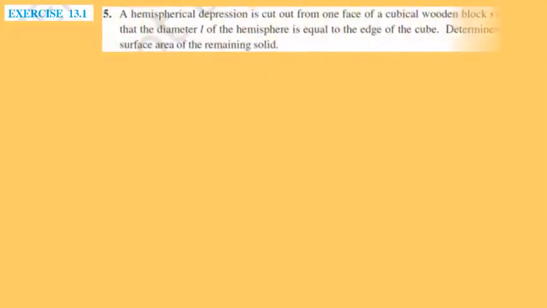Question number 5. A hemispherical depression is cut out from one face of a cubical wooden block such that the diameter L of the hemisphere is equal to the edge of the cube. Depression means it is cut inside the cubical wooden block. A hemisphere is carved out, and that wood is taken out. So that is the depression. Let us see the figure.